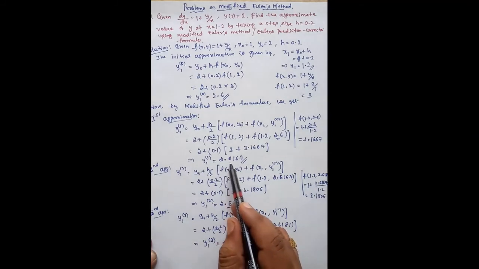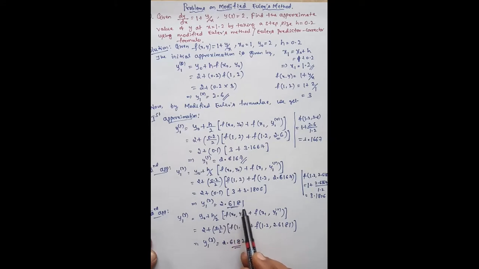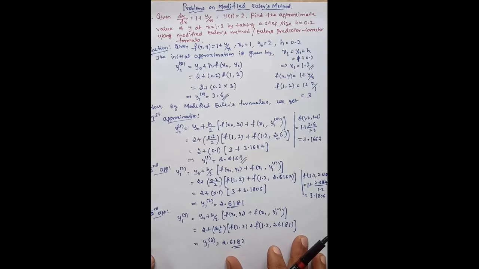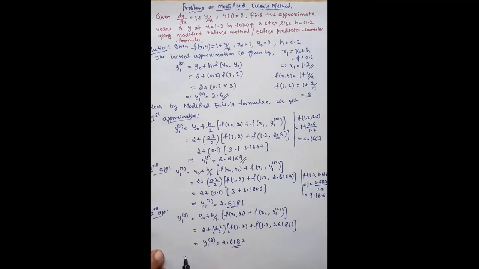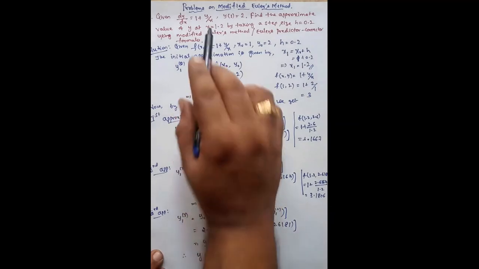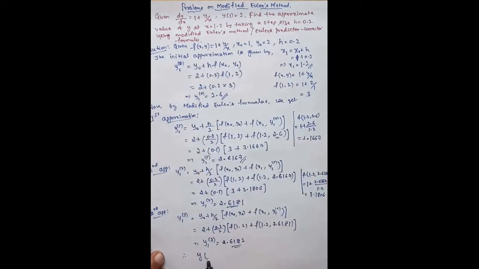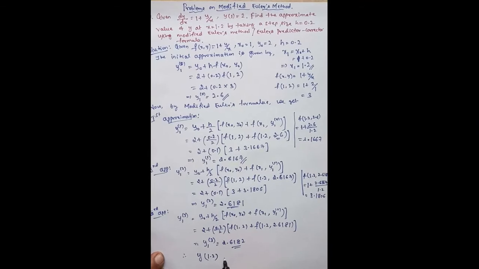So you can observe the consistency here. See, this is 2.6167, 2.6181, 2.6182. So there is a repetition here. Once the root starts repeating like this, you can stop the procedure and you can conclude. So that means the value of y at x equal to 1.2, that is y of 1.2 for this problem, is 2.6182. So this is the required solution of your problem. So this is how we can solve a problem on modified Euler's method.